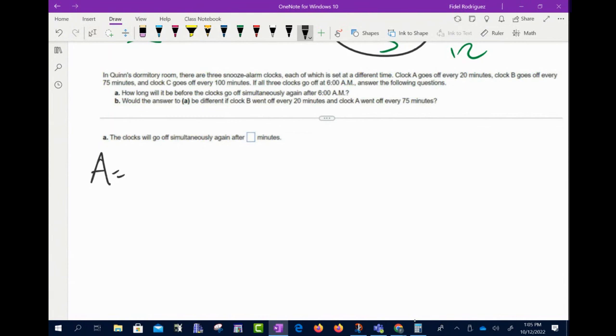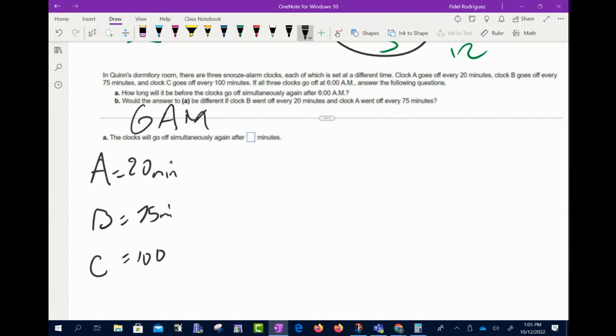Clock A, every 20 minutes, right? Clock B is every 75 minutes. And clock C is every 100 minutes. So they all go off at 6 a.m. We want to know when's the next time they're going to go off, okay? So look, y'all, this one goes off every 20 minutes, right? So it'll go off at 6, it'll go off at 6:20, it'll go off at 6:40, it'll go off again at 60, at 80, at 100, at 120.